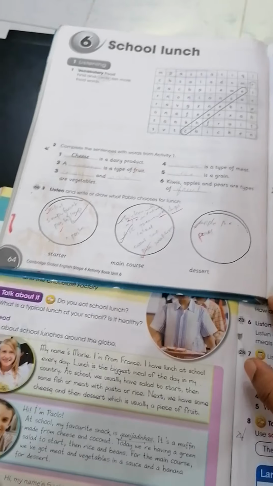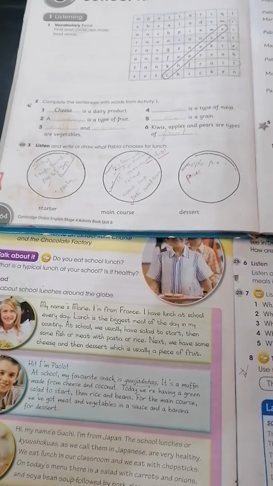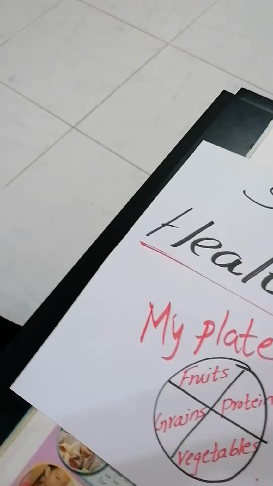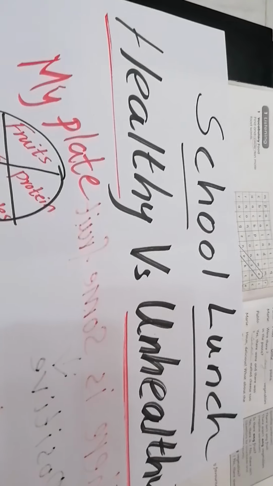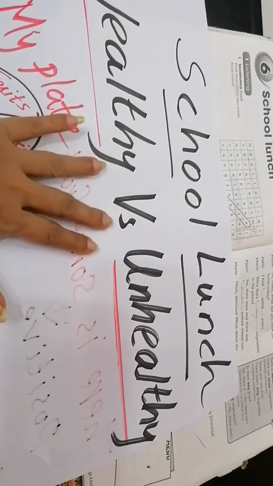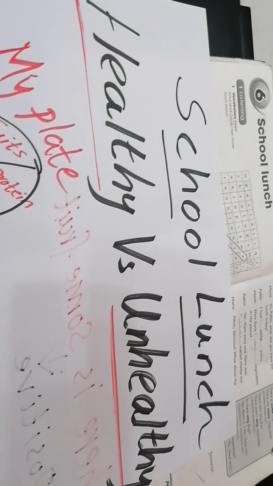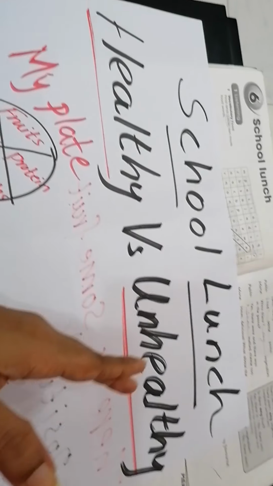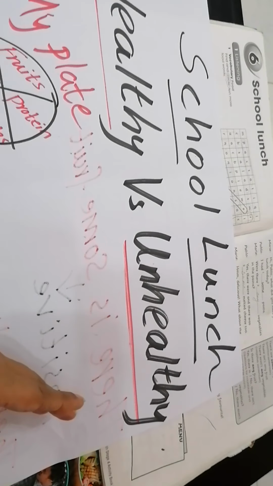And the main thing you are coming across in this lesson is healthy versus unhealthy food. So you can make 2 columns and you can write what are the healthy foods, and what are the unhealthy foods or junk food.